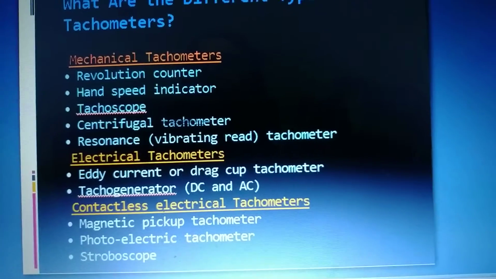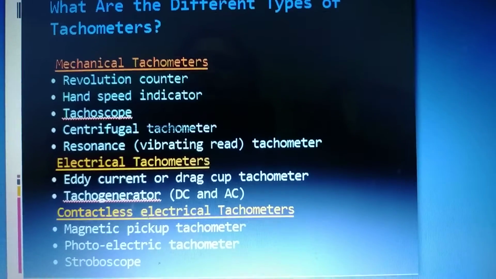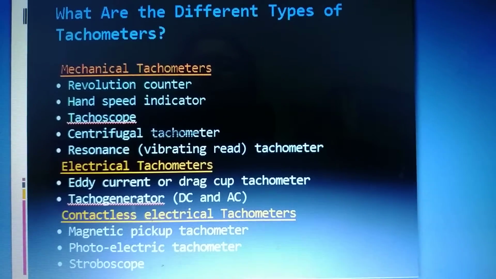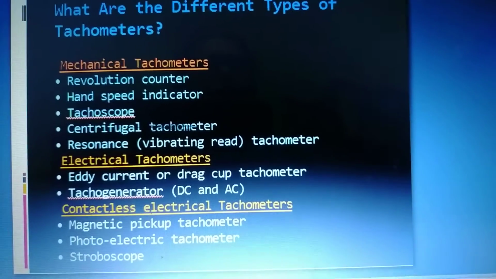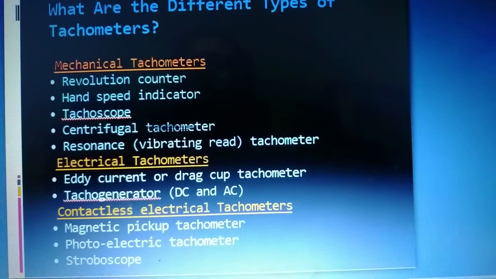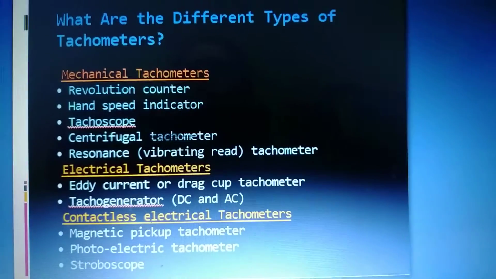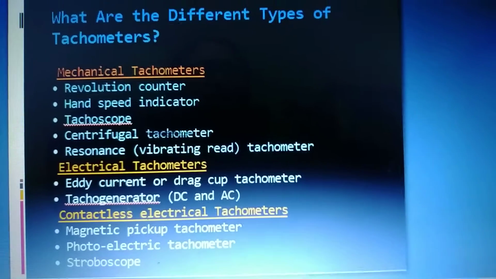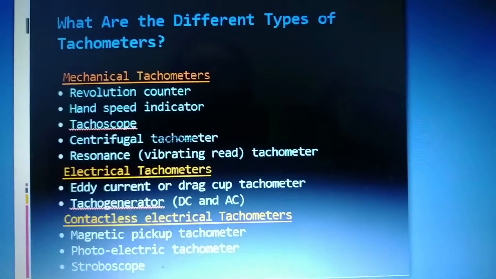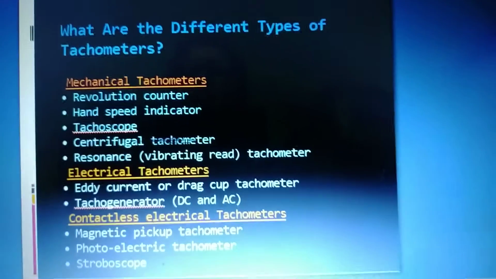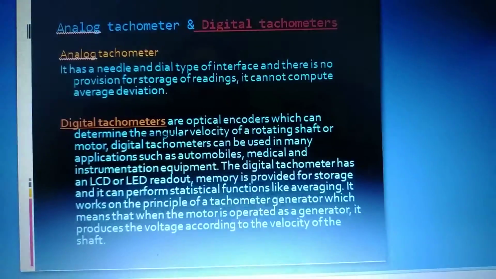The next one is contactless electrical tachometers. The important contactless electrical tachometers are magnetic pickup tachometers, photoelectric tachometers, and the most commonly used, stroboscopes. These are very portable and contactless. For normal applications we use contactless electrical tachometers. These are the commonly used tachometers for measuring angular speeds.